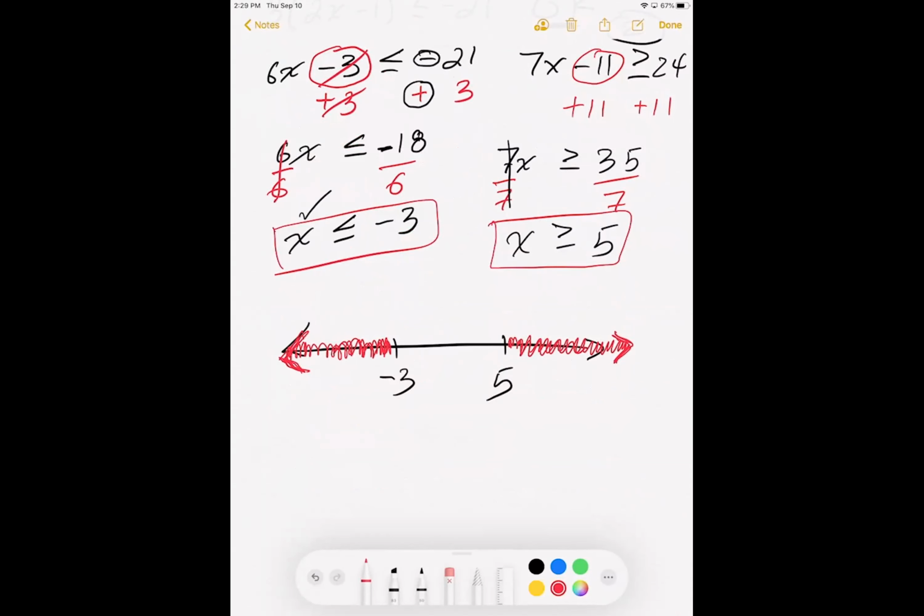So in terms of this item, let's go back to it. Do you agree that at my endpoint at -3, I have to use a bracket, and at 5, I have to use a bracket too? And a reminder, why am I using the bracket? Because of the equal sign. Because we have an equal sign, we use a bracket. But shading is the same. We shade to the left on this side, and we shade to the right here, okay?